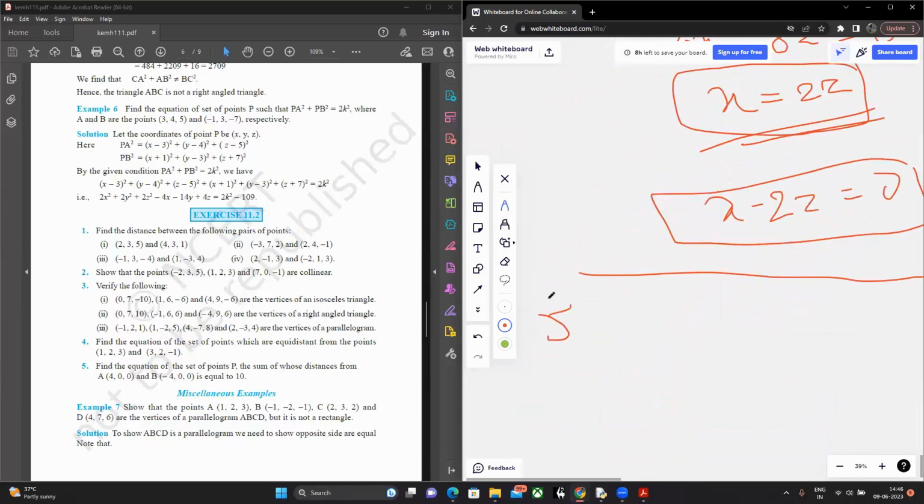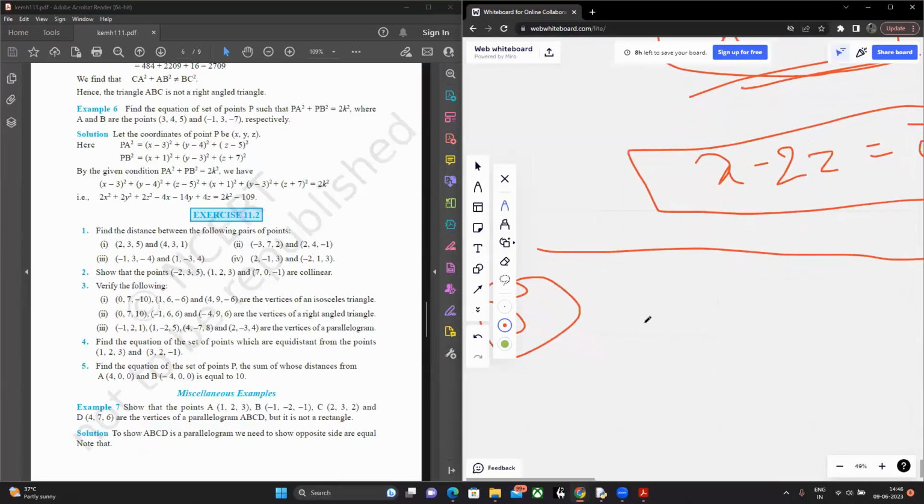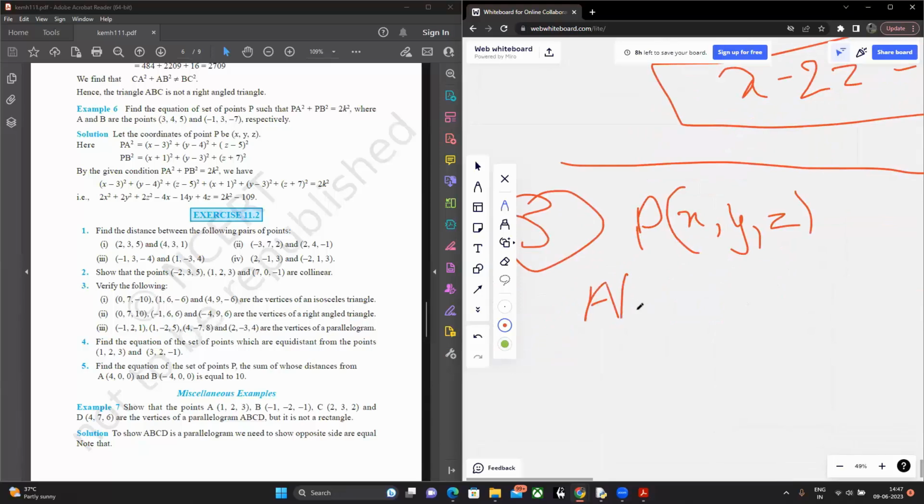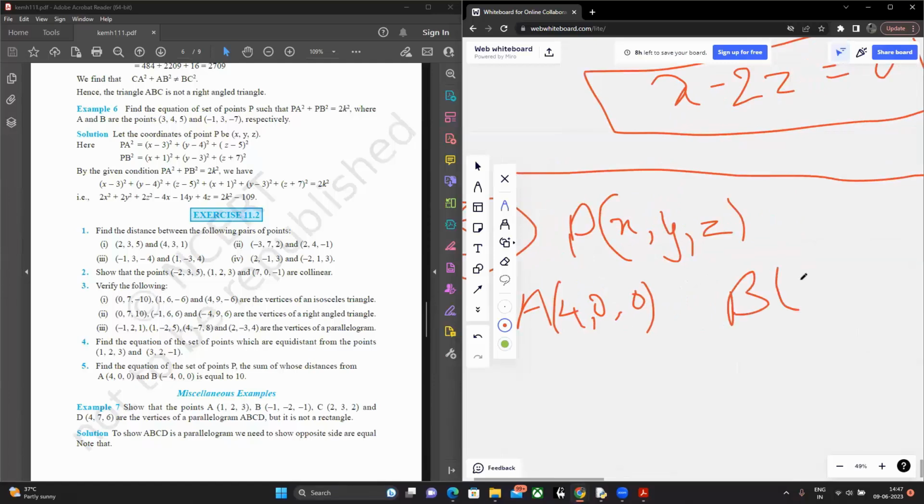Last question. Find the equation of the set of points P, the sum of whose distances from A (4, 0, 0) and B (-4, 0, 0) is equal to 10. In 2-dimensional space, find out what this locus is going to represent. That is the task. So you are given a point P, let the coordinates of P be (x, y, z). Then you have the point A (4, 0, 0) and you have the point B that is (-4, 0, 0).